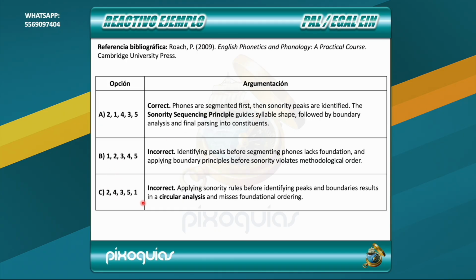For example, B is incorrect because identifying peaks before segmenting phones lacks foundation, and applying boundary principles before sonority violates methodological order. C is incorrect because applying sonority rules before identifying peaks and boundaries results in a circular analysis and misses foundational ordering.